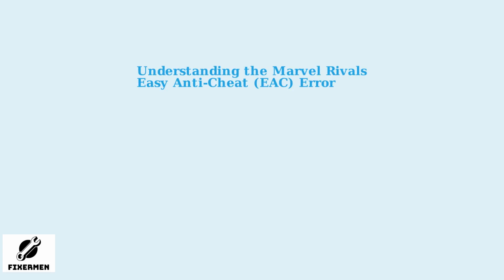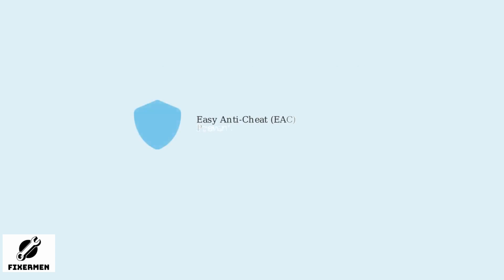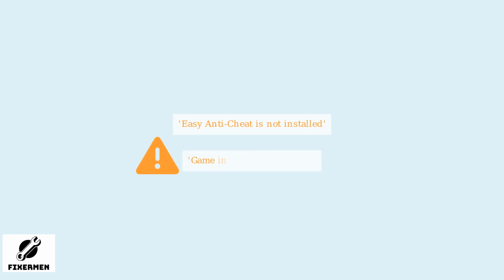Experiencing launch failures or crashes with Marvel Rivals? It's likely due to Easy Anti-Cheat, a system designed to prevent cheating. Easy Anti-Cheat is a security system that protects Marvel Rivals from cheating by monitoring game files and processes. Common EAC errors include messages like "Easy Anti-Cheat is not installed" or "Game Integrity Check failed."